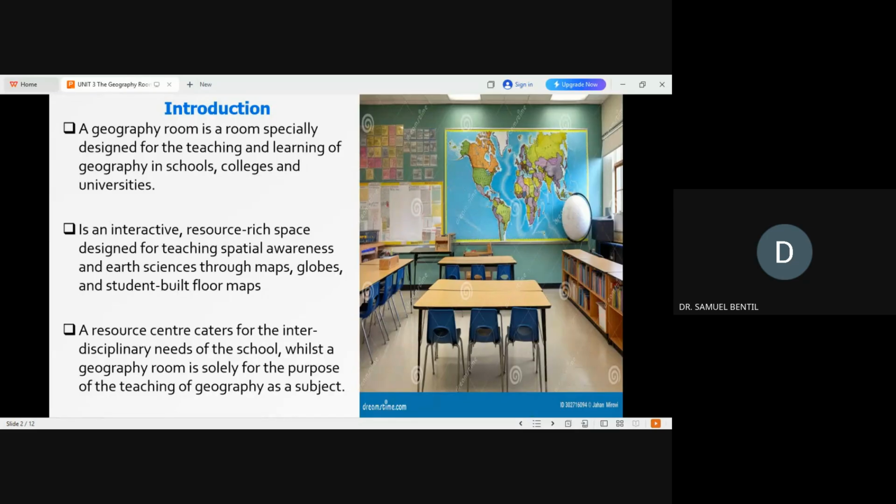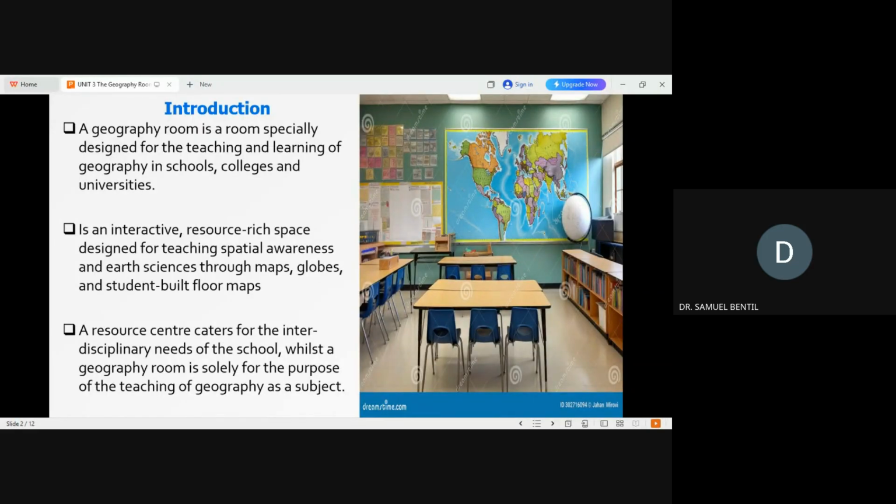Now, when we talk of a geography room, we are basically referring to a room that is specially designed for the teaching and learning of geography in schools, colleges, and universities. So it is not just any room, but a specially designed one. Specially designed means that there are other things used in the study of geography that are seen in that room, like globes and maps.